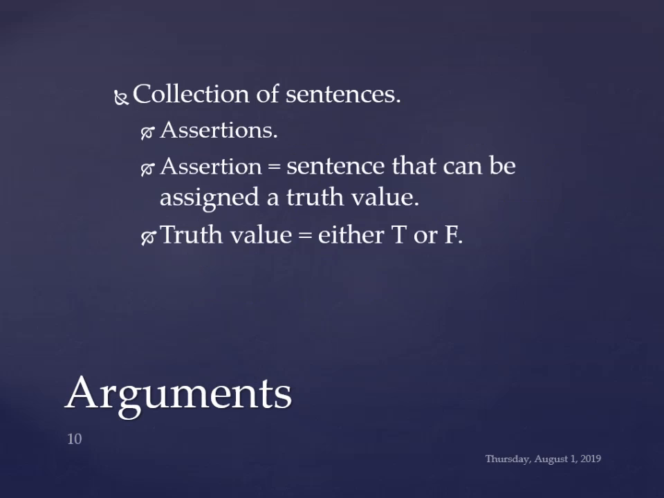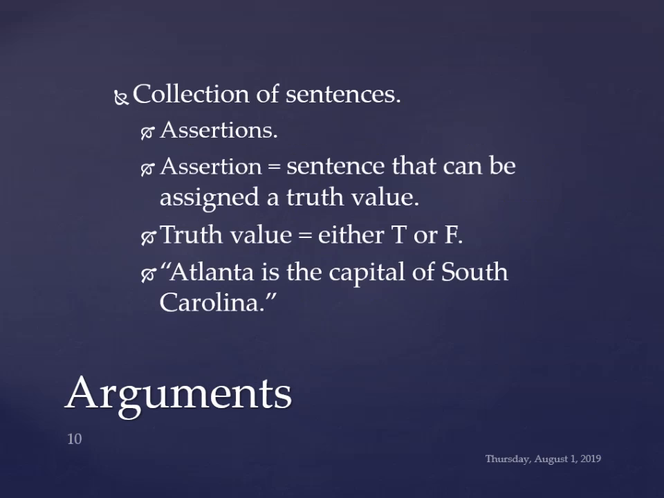So here's an assertion that has a truth value. Atlanta is the capital of South Carolina. That sentence has a truth value. It's false, especially in our world. Maybe in some other possible world it isn't, but in our world that's false.